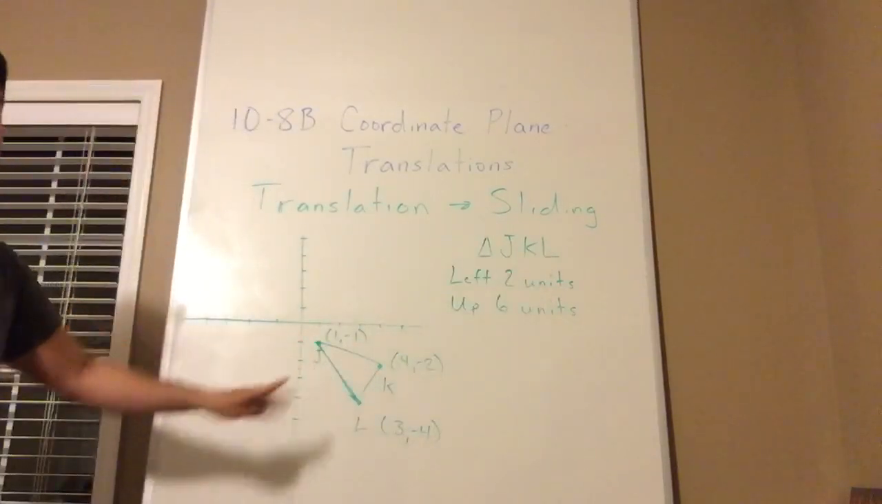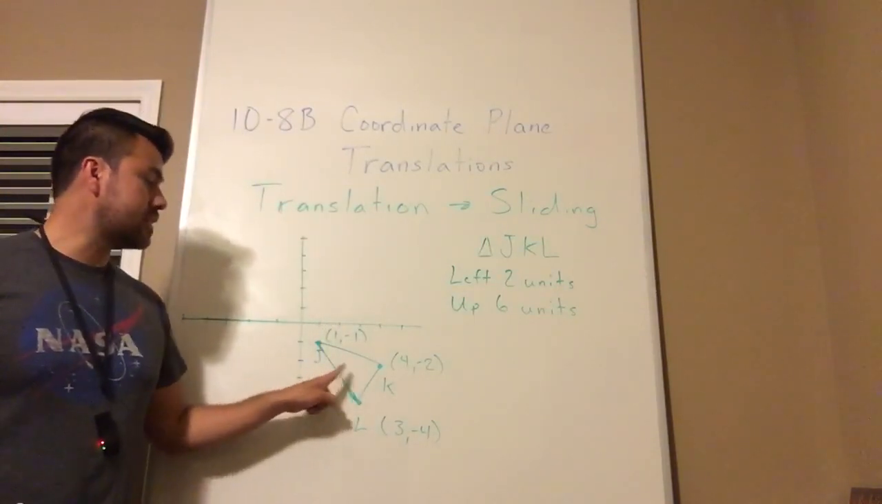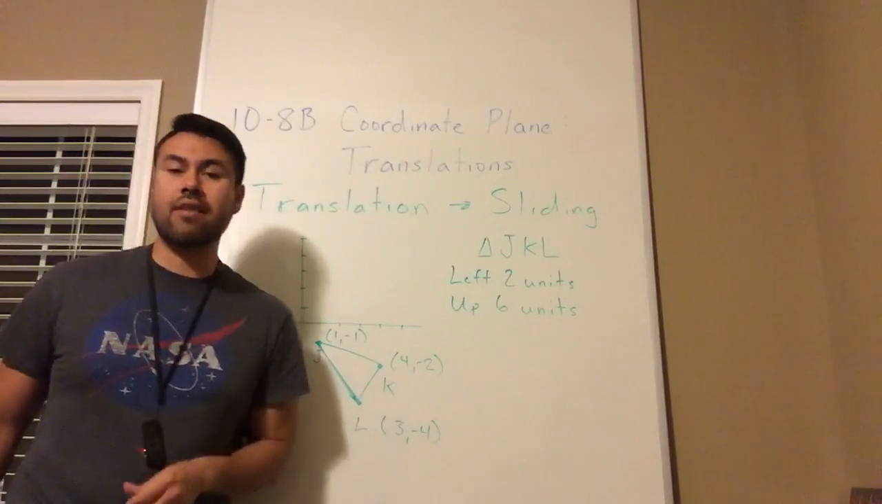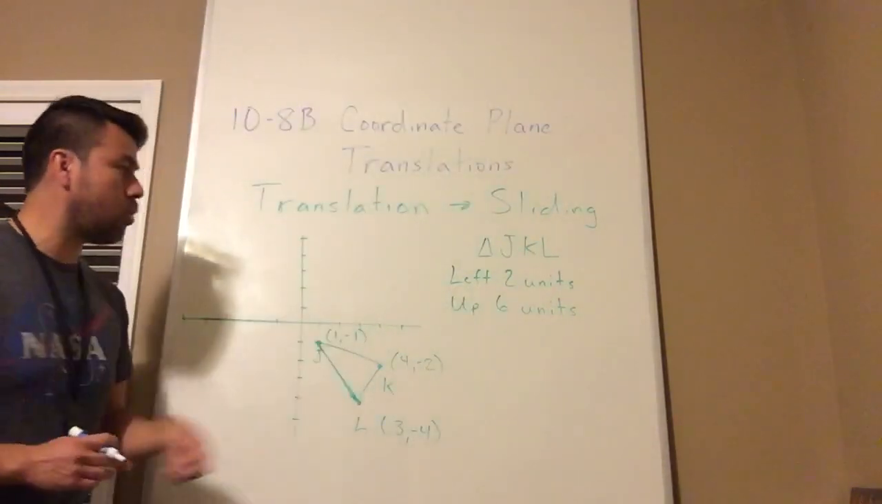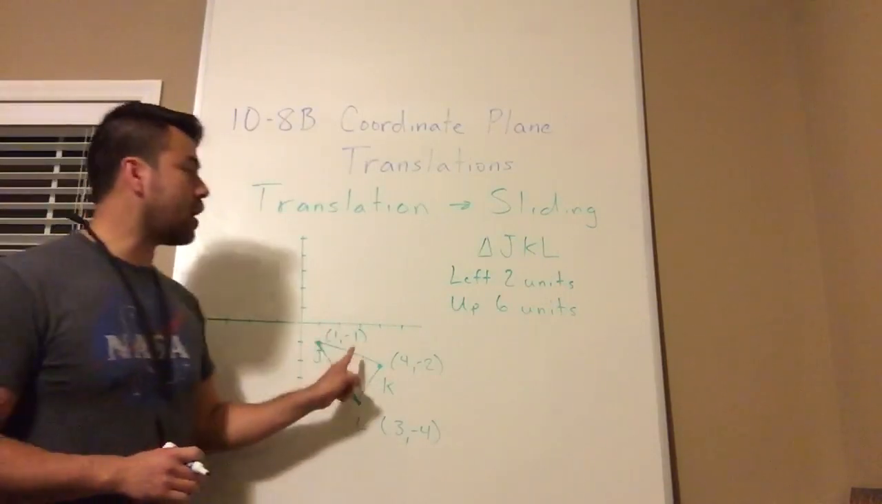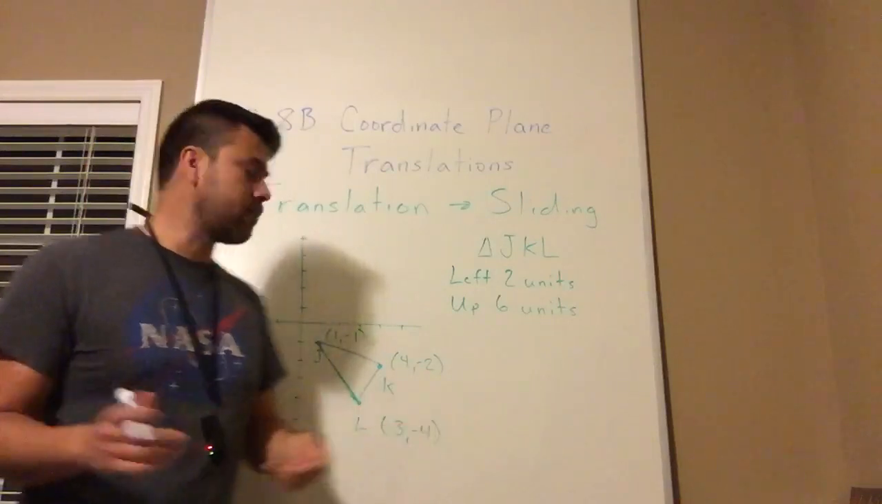How do I know for sure it's the original? The vertices don't have any tick marks. They don't have any of those prime marks. So now we're going to translate it according to the directions here, and then we're going to come up with the rule. See if we can come up with that.